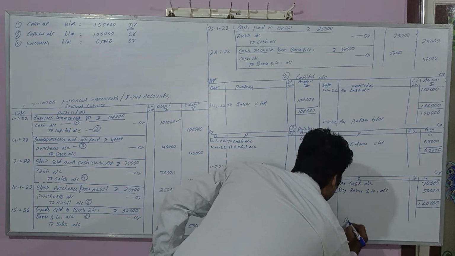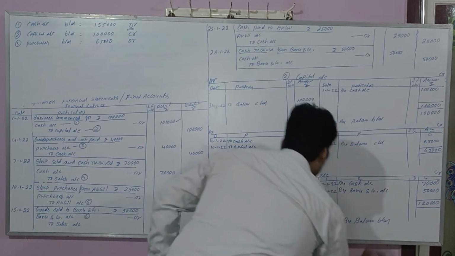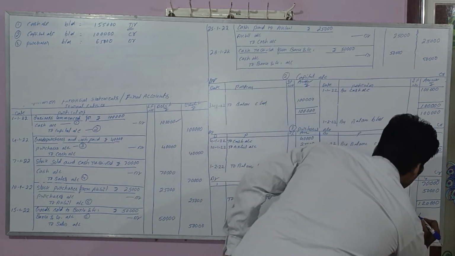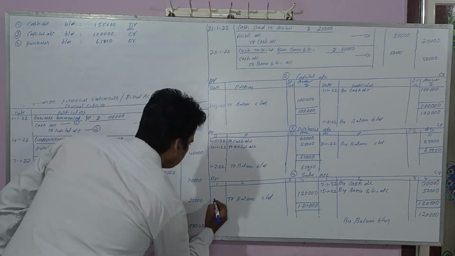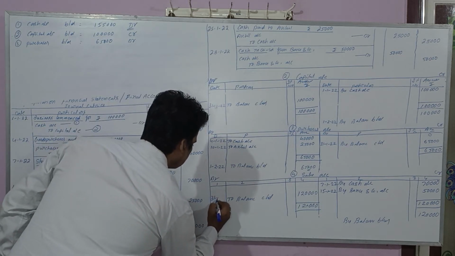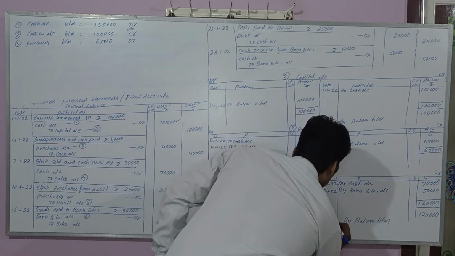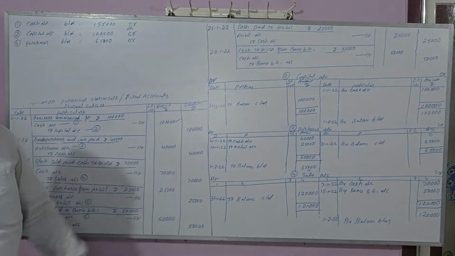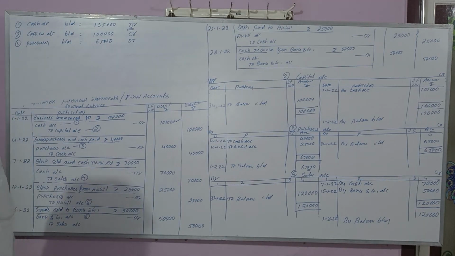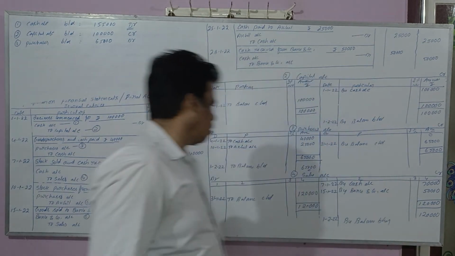By balance brought down, amount is 1,20,000. Then carried down, we are given the date 31/1/22 or brought down 1/2/22. So fourth account is completed, and we noted that brought down is credit side, amount is 1,20,000.